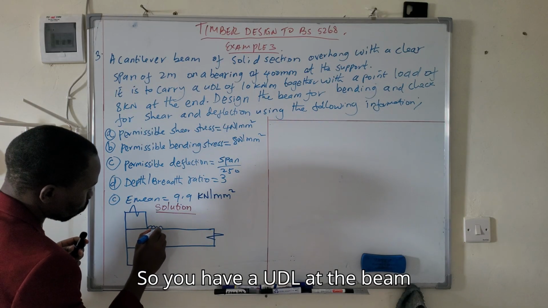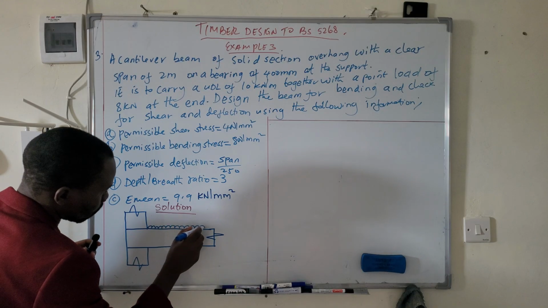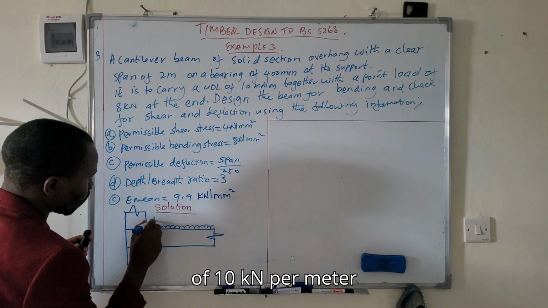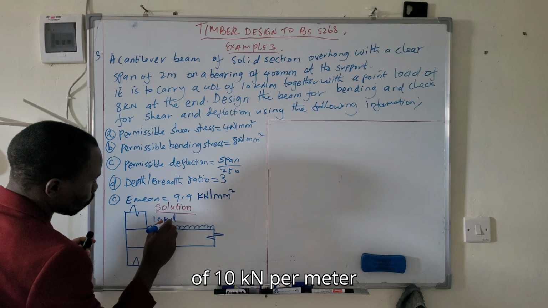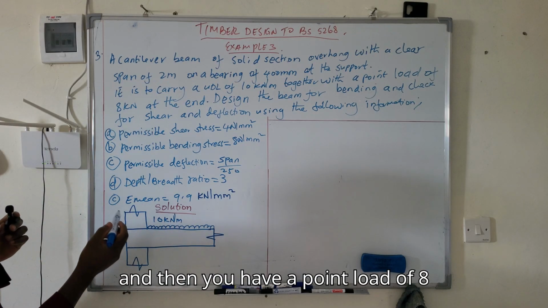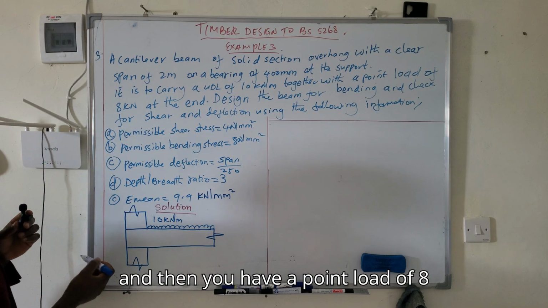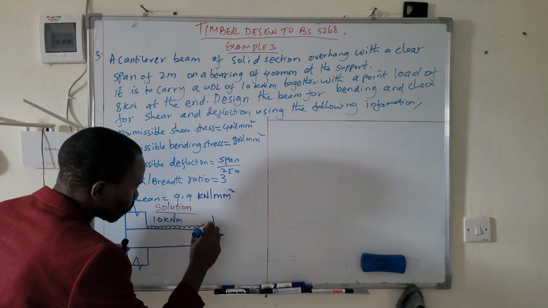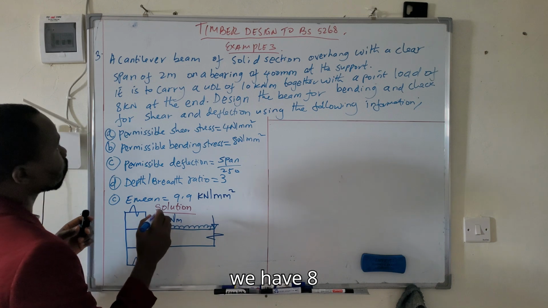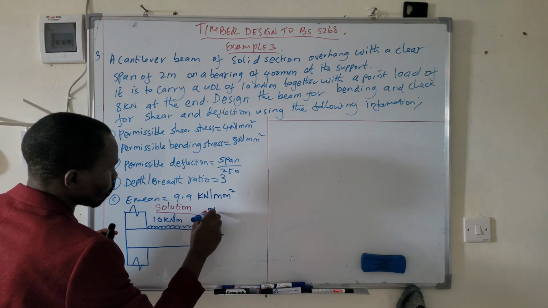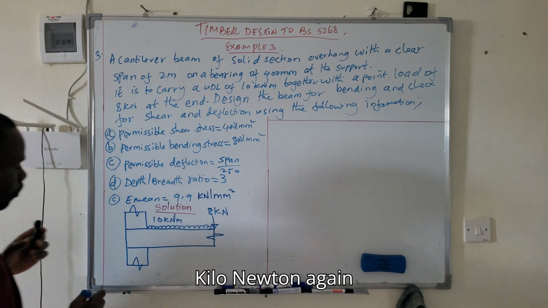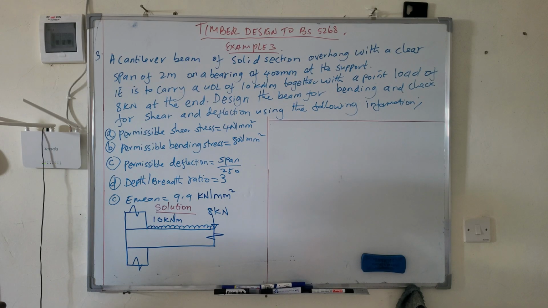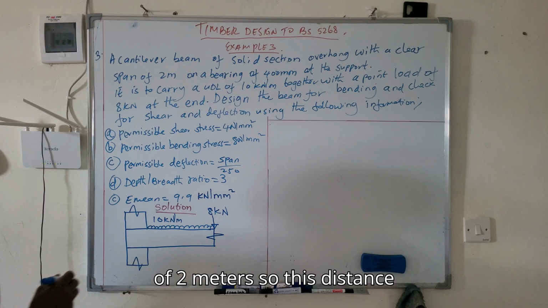The beam is loaded with a UDL of 10 kilonewton per meter. So we have a UDL on the beam of 10 kilonewton per meter. And then we have a point load of 8 kilonewton at the end. So here at the end, we have 8 kilonewton.